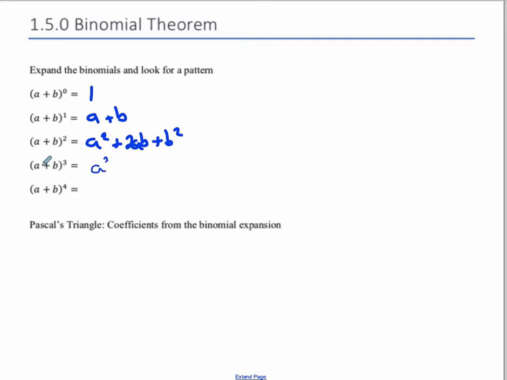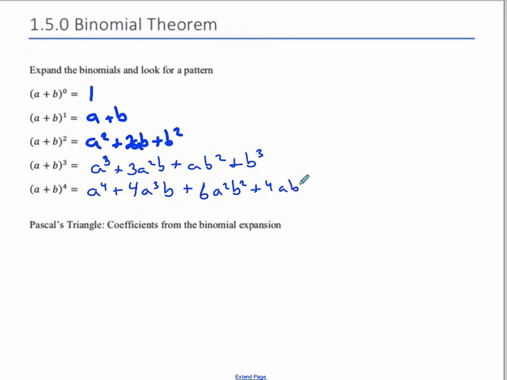Now you can work this out by just multiplying (a + b) times this expression right here. We'll get a cubed plus 3a squared b plus 3ab squared plus b cubed. And if you do the same for (a + b) to the power of 4, you get a to the power of 4 plus 4a cubed b plus 6a squared b squared plus 4ab cubed plus b to the power of 4.